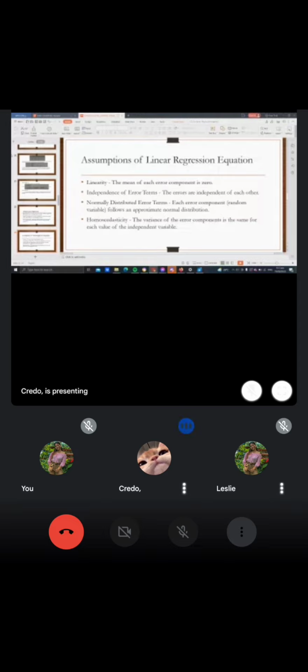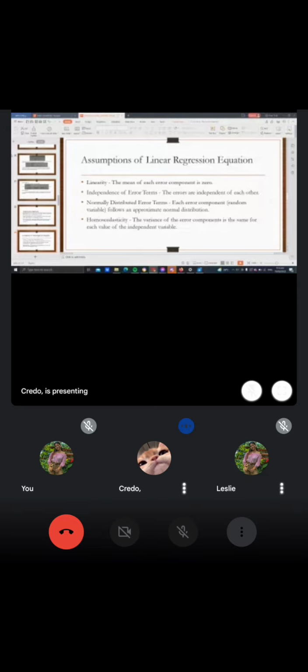So, assumptions of the linear regression equation. Linearity: the mean of each error component is zero. Independence of error terms: the errors are independent of each other. Normally distributed error terms: each error component, a random variable, follows an approximate normal distribution. Homoscedasticity: the variance of the error components is the same for each value of the independent variable.